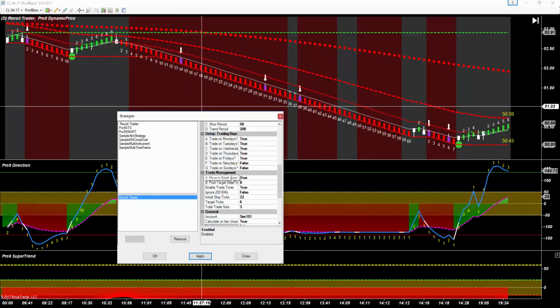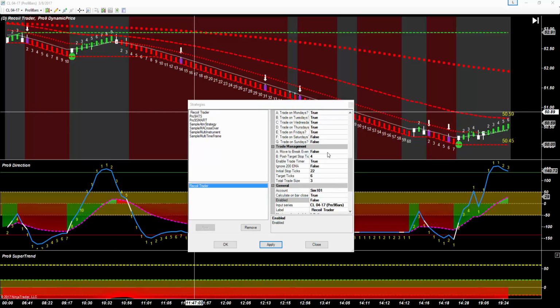And we'll take a look at some of our other settings. Our move to break even, as long as this is true, after our initial profit target is hit, we will adjust the stop to break even. If you wish to have a different stop after we hit our profit target, we'll set move break even to false, and the number of ticks we wish to move instead from break even. So we'll set our move to break even to false and our post target stop tick to 4.